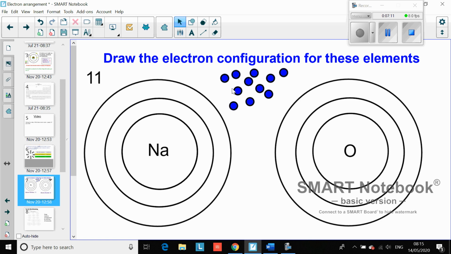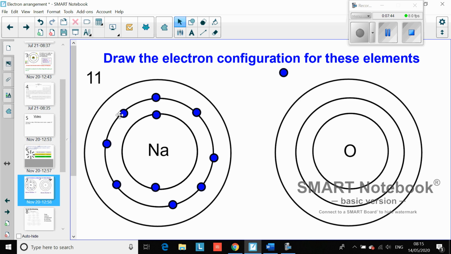Right, we know we need 11, so we can have 2 in that first shell. 1, 2. There we go. Now, that is now full, so we need to go to the next shell. Okay, so we've got 2, 3, 4, 5, 6, 7, 8, 9, and then 10. Now, if we have a look, 1, 2, 3, 4, 5, 6, 7, 8. Right, so 2 and then 8.